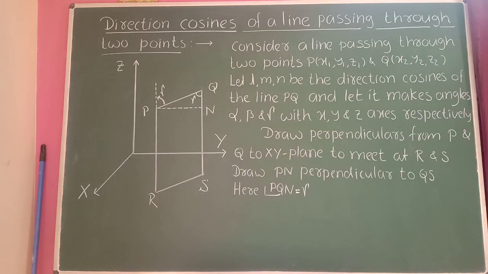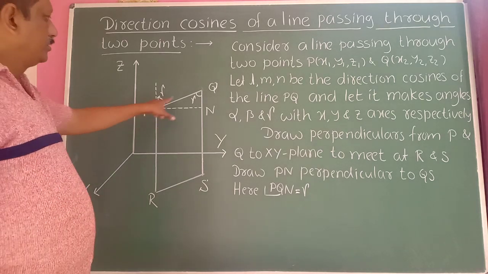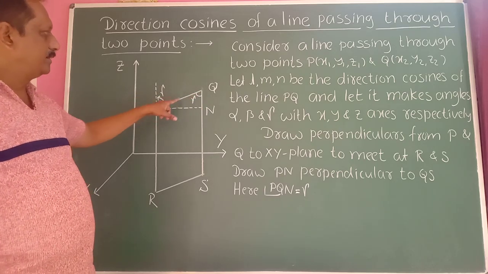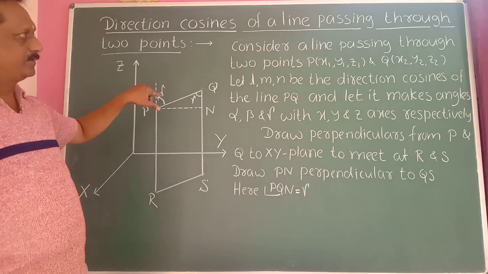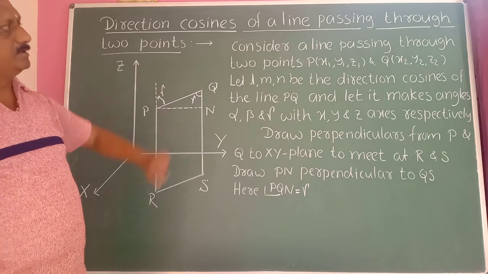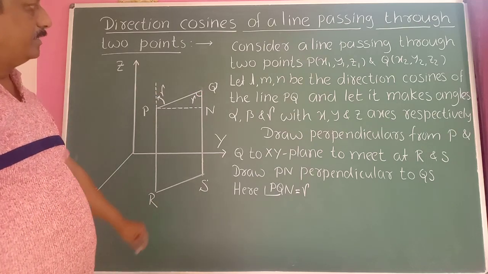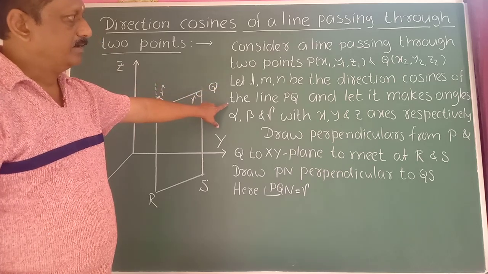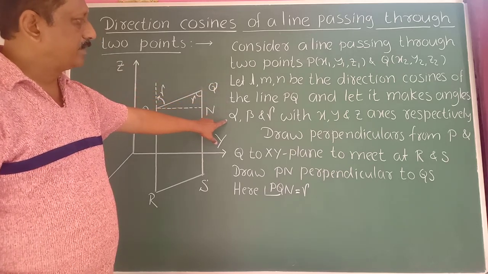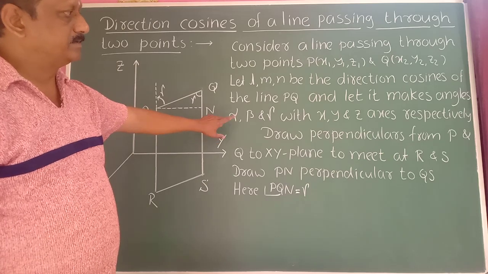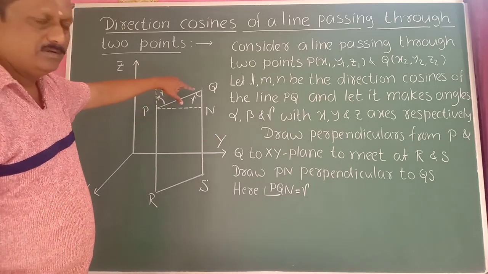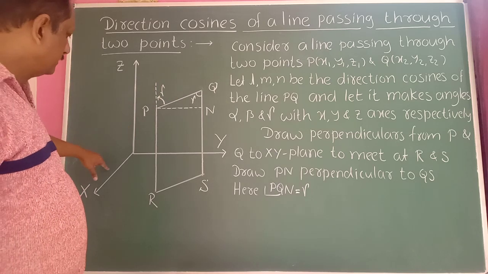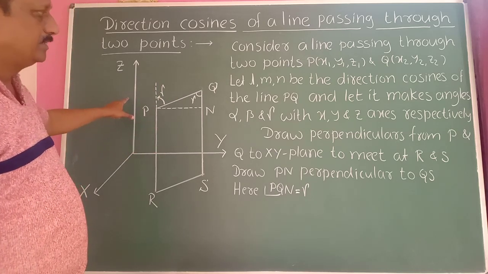Direction cosines of a line passing through 2 points. P and Q are the 2 points, and we have to find the direction cosines of this line PQ. Consider a line passing through 2 points P and Q. Let l, m and n be the direction cosines of the line PQ, and let it make angles alpha, beta, gamma with the x, y and z axis respectively. This line PQ makes angle alpha with the x axis, beta with the y axis and gamma with the z axis.